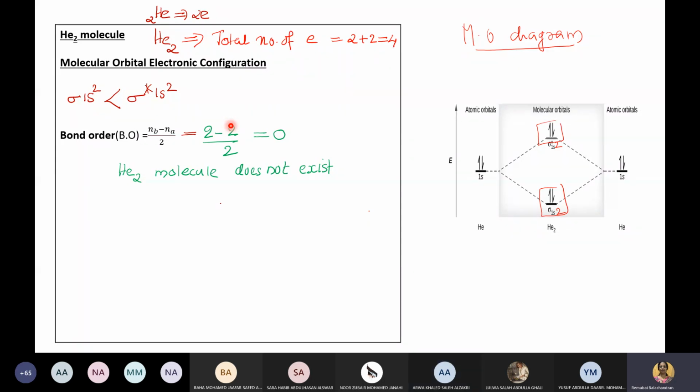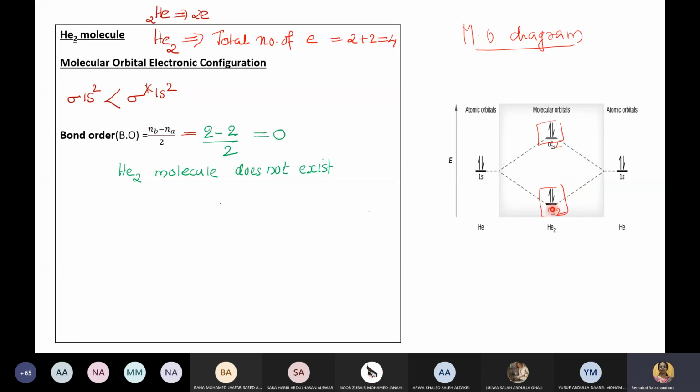Okay, so now here is the diagram. See, sigma 1s2, and sigma star 1s2. 2 electrons in bonding, 2 electrons in anti-bonding, 2 minus 2 is equal to 0. Now, the He2 molecule does not exist, so you don't have to tell whether it is dia or para. Because the molecule is not there, there is no question of telling whether it is dia or para.